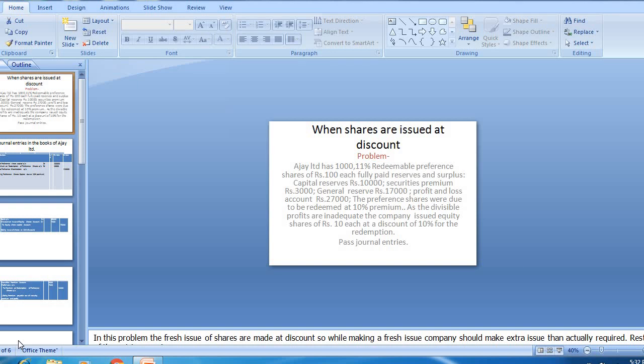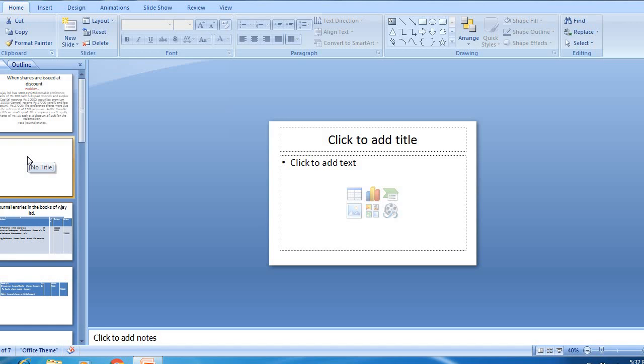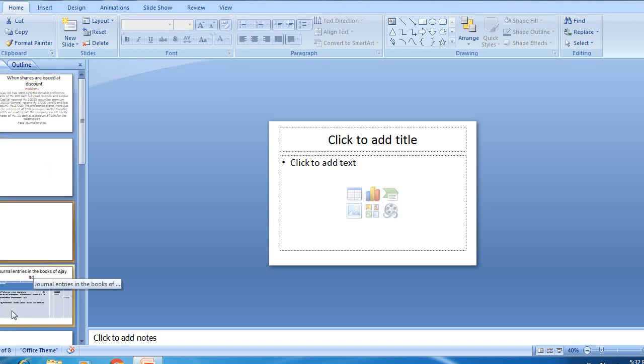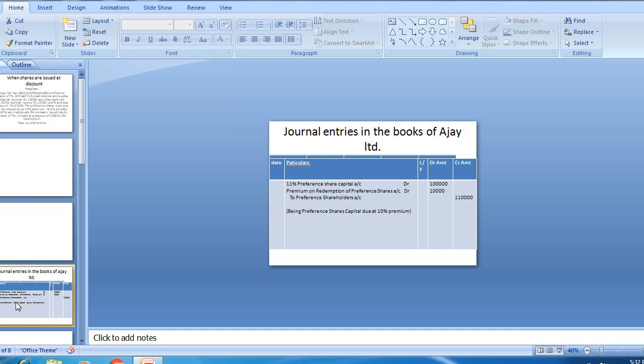To pass the journal entries on this, the most important thing is that in this particular problem, the fresh issue of shares is made at a discount. So while making a fresh issue, the company should make an extra issue than actually required. The rest of the things remain the same. Then let us go to the next slide, that is the passing of journal entries.